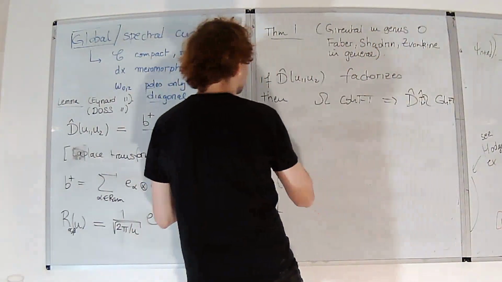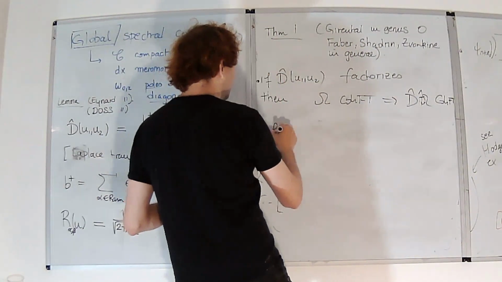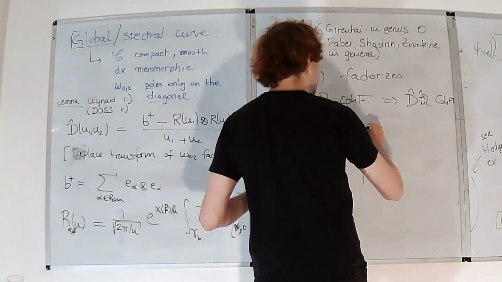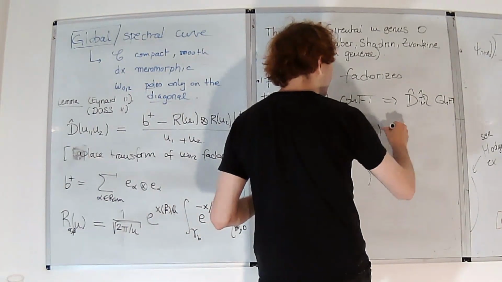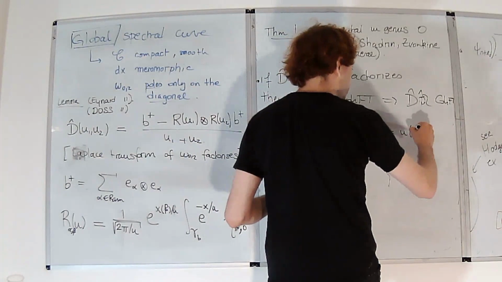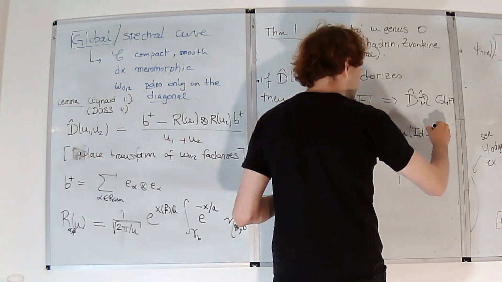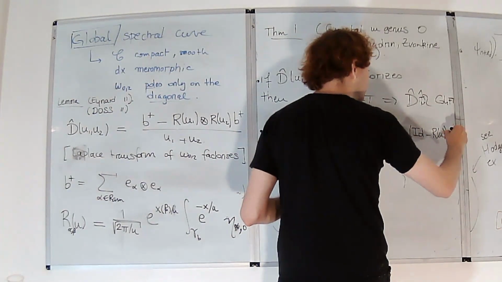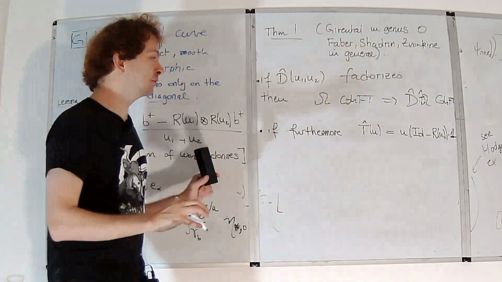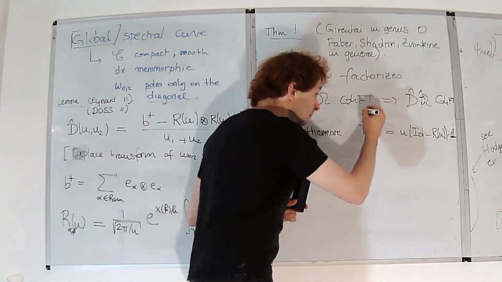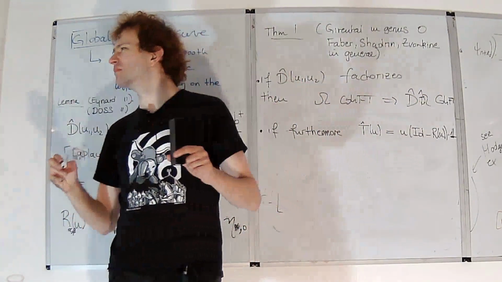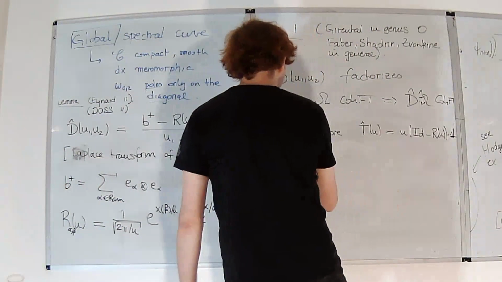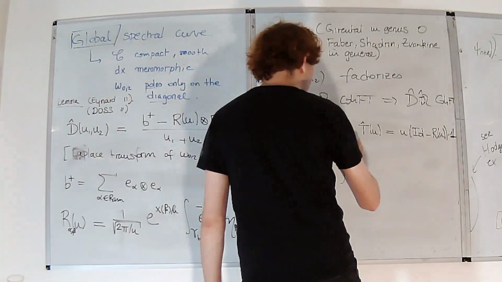That was the first part. If furthermore T(u) is u times identity minus R(u) applied to the unit. It's a very specific form for the T hat matrix. Then this also preserves co-FT with unit.